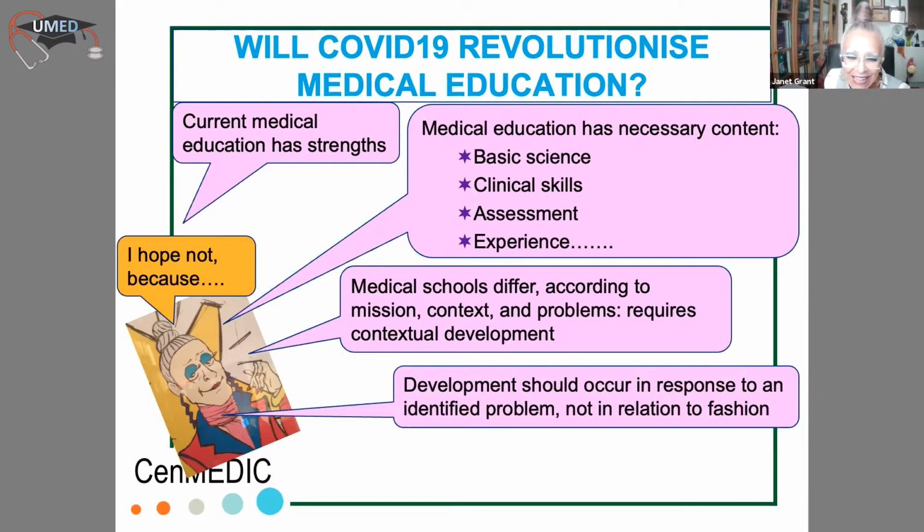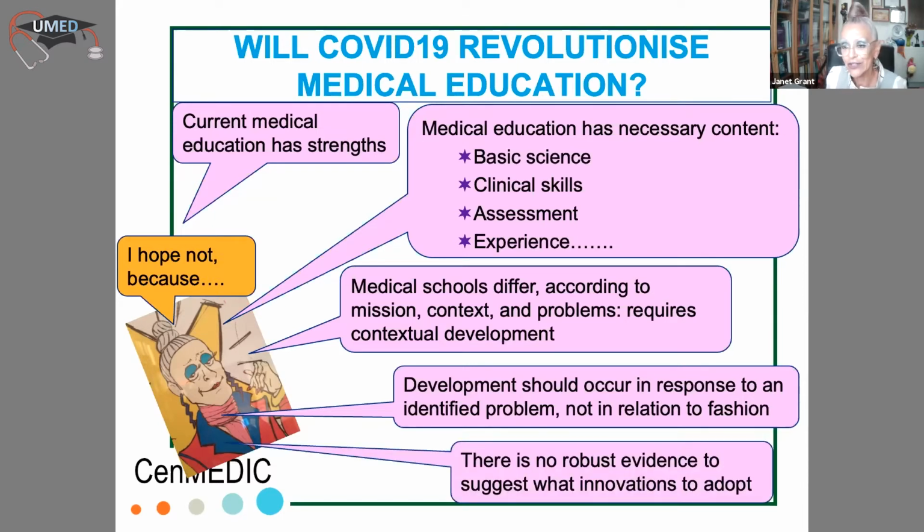No. So development should occur in response to an identified problem, not in relation to fashion and not in relation to whatever some forced experience might be. So development has to occur in relation to what is needed and in relation to solving a problem. And even if medical education was going to change, there's no robust evidence to suggest what innovations to adopt.